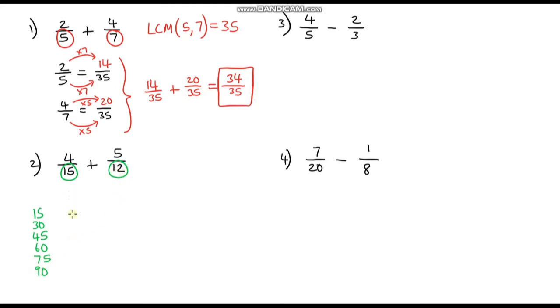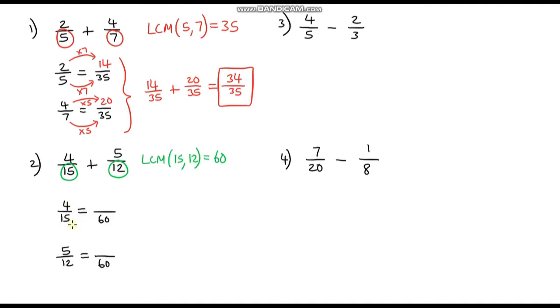Now let's do 12. So 12 times 1 is 12. 12 times 2, 24, 36, 48, 60. And yes, we can stop there because we've got 60 and 60. 60 is a multiple of both numbers, and it's the first one that appears, so 60 is going to be my lowest common multiple.